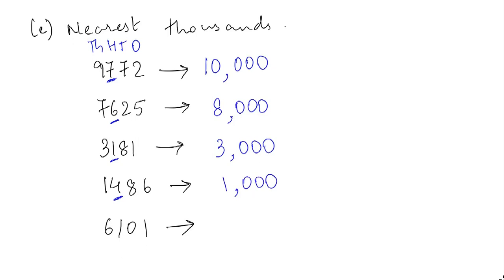And the last one is 6101. Here in the hundreds place we have 1. 1 is less than 5. So we will get 6000 after rounding off.